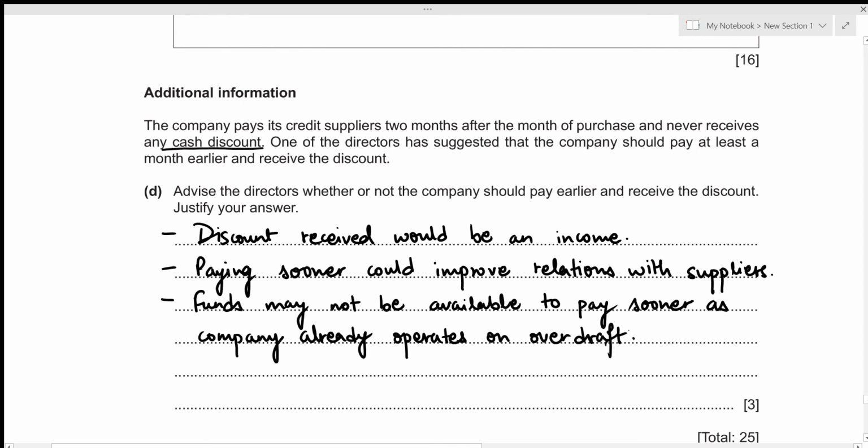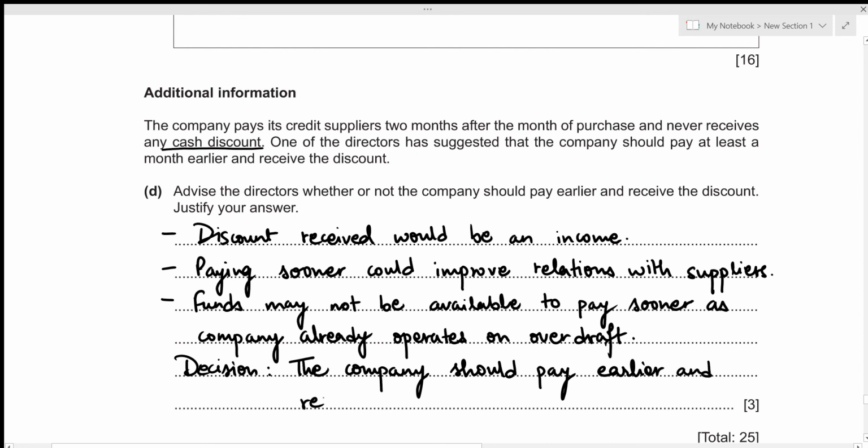Okay, considering these factors, I would make the decision to suggest that the company should pay earlier and receive the discount. Let's write it down clearly. So the decision is that the company should pay earlier and receive the discount.